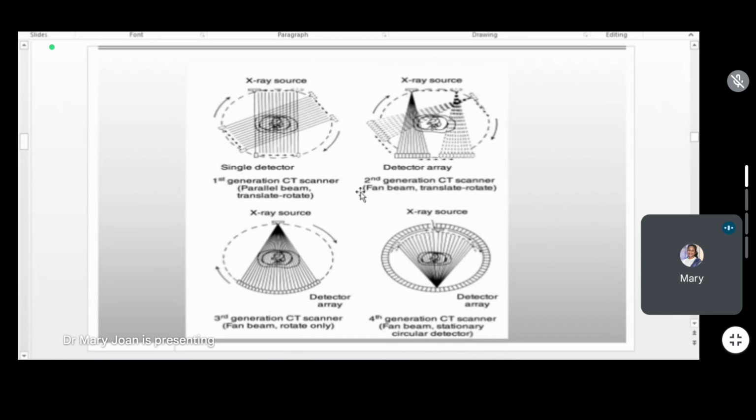So here we can see the first generation CT scanner where parallel beam geometry was utilized, translate rotation motion was taken advantage of. And in the second generation CT scanner, we have fan beam and translate rotate. And in the third generation CT scanner, fan beam and rotate only, no translate. And in the fourth generation CT scanner, we have fan beam, stationary, circular detector. So this summarizes the first 4 generations.